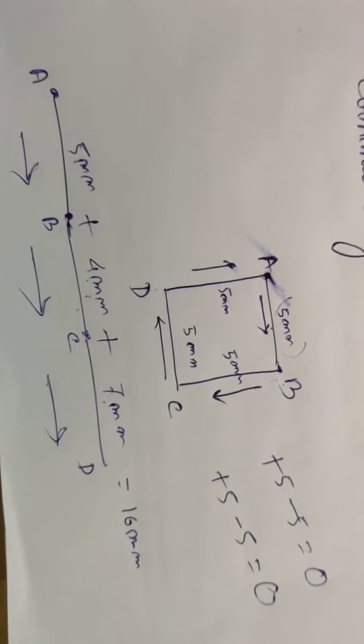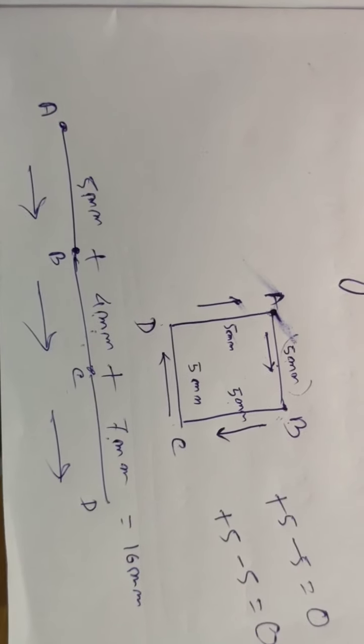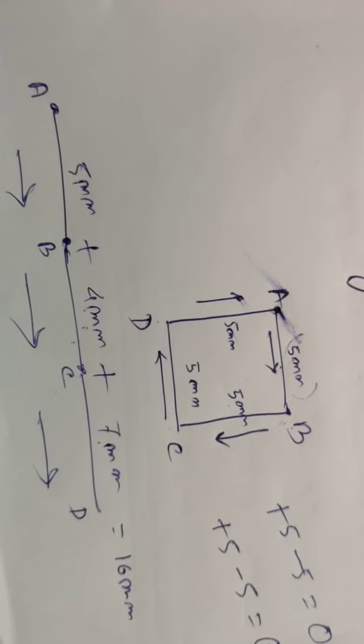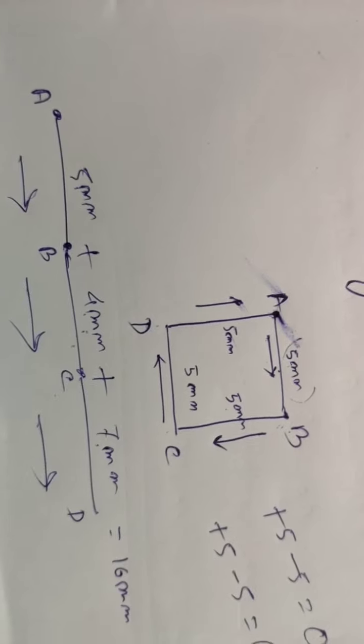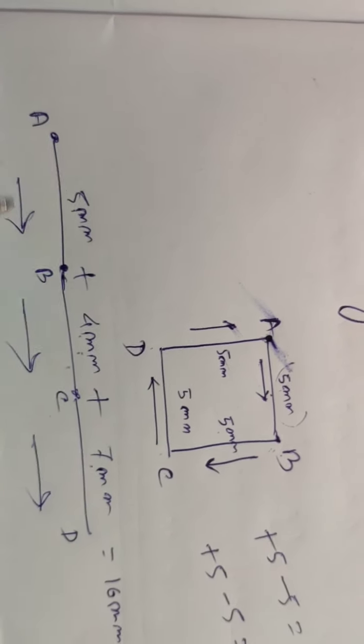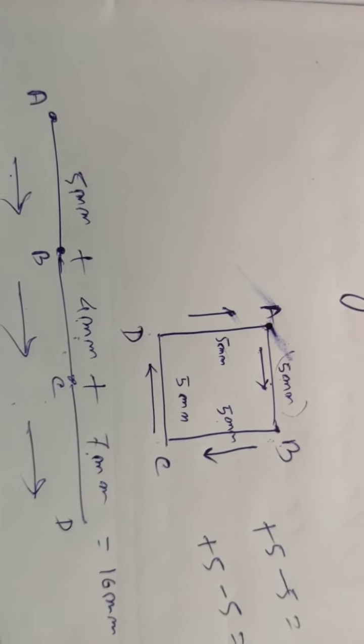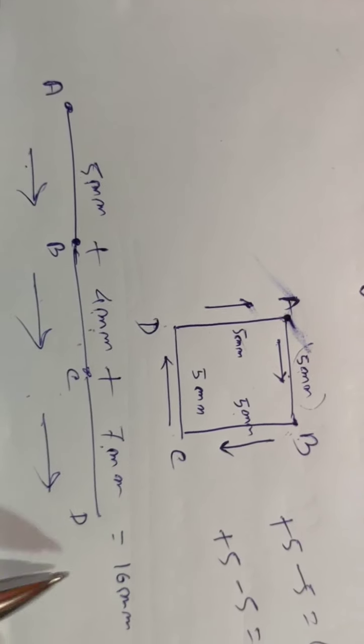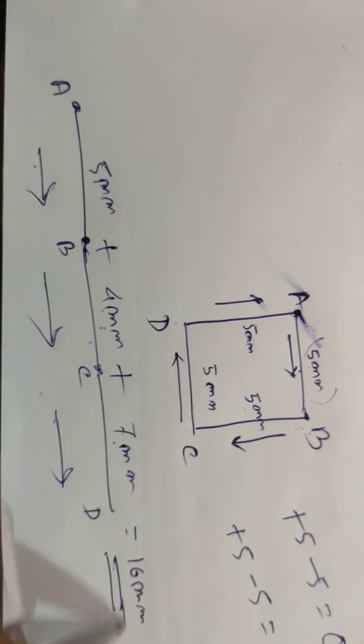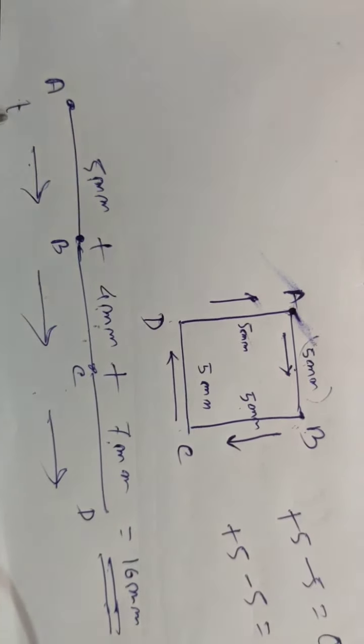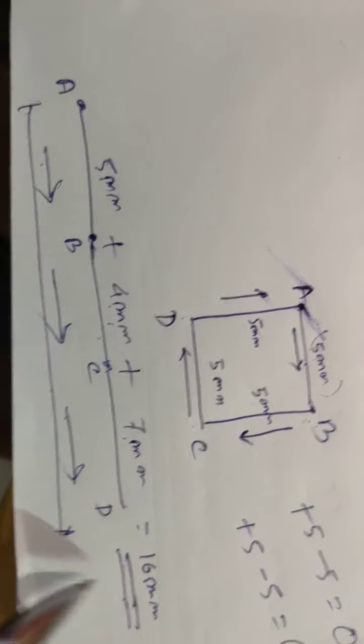It is not a case of compensation. So it is called cumulating error. It is not occurring in two directions, it is occurring only in one direction. That is why it is called cumulating error. And it may affect the resultant. That means the final result from A to D is affected by 16 millimeter.